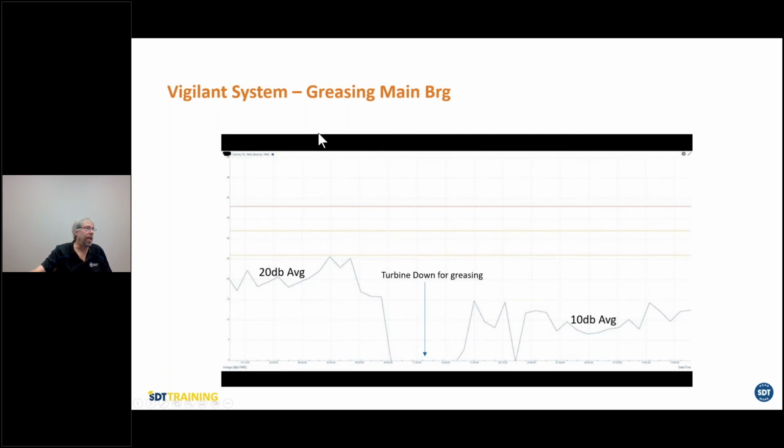And then we said, okay, we need some grease. So we have the 20 dB. We stopped the machine and we used it. We had 10 dB. So that's one thing about ultrasound, it's for greasing.